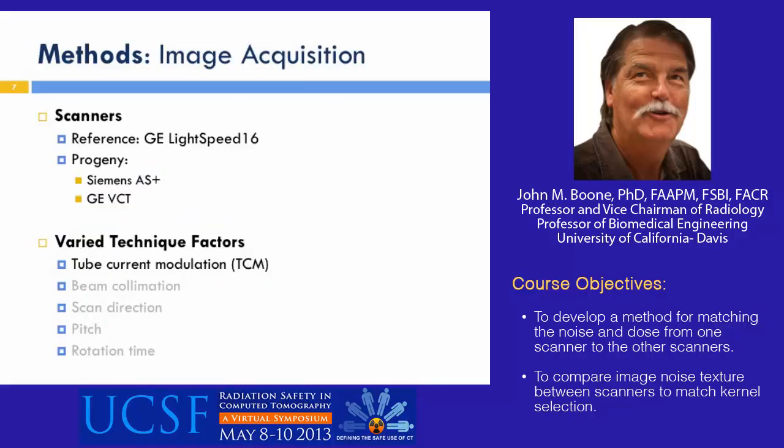So, image acquisition. Our reference scanner really was a GE Lightspeed 16, which we had several of, and the two progeny scanners that we'll use in today's example are a Siemens AS Plus, a Definition scanner, and a GE VCT scanner. We looked specifically at tube current modulation, TCM, technique factors.